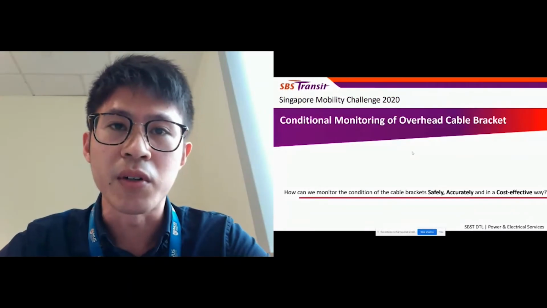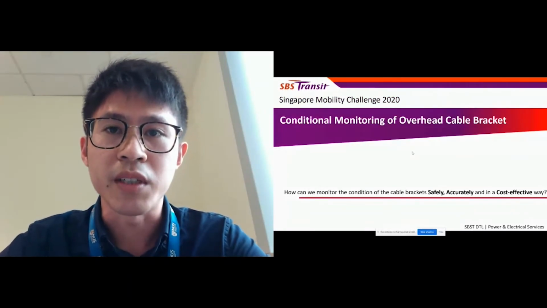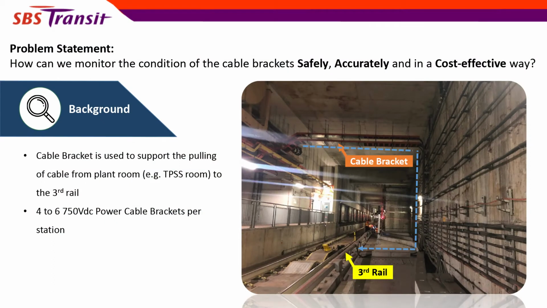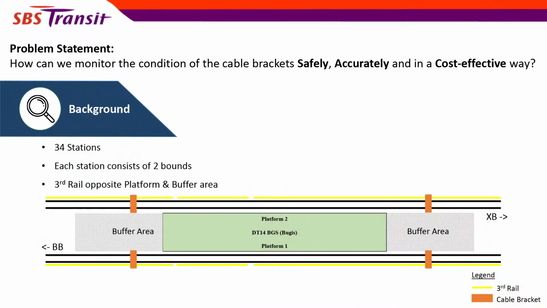Just a background for Downtown Line, we have 34 stations in our line. Our trains draw traction power from our third rail, as you can see marked in yellow. Most of the third rails are actually situated away from the platform as well as the buffer area for safety reasons. And to deliver power to the trains by the third rail, we usually have about 4 or more cable brackets as shown in orange. In this case, you can see there are 4 of them.